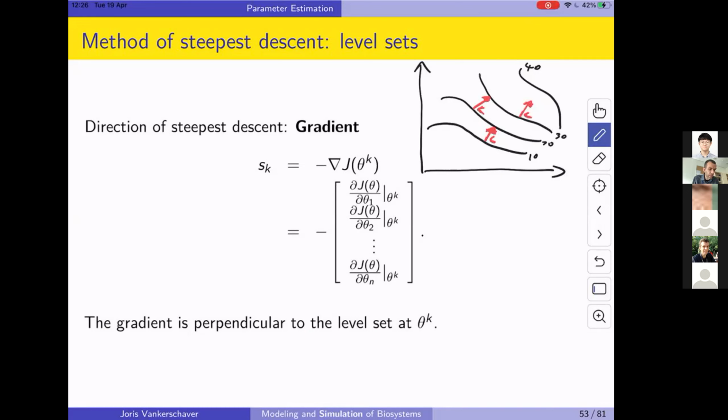So if I want to increase my function, I have to walk along the gradient. And if I want to decrease my function, I have to walk opposite of the gradient, along negative the gradient. So the method of steepest descent is going to do exactly that. It's going to use minus the gradient to point out in which direction I should change the parameters to decrease the objective function as much as possible in one go.